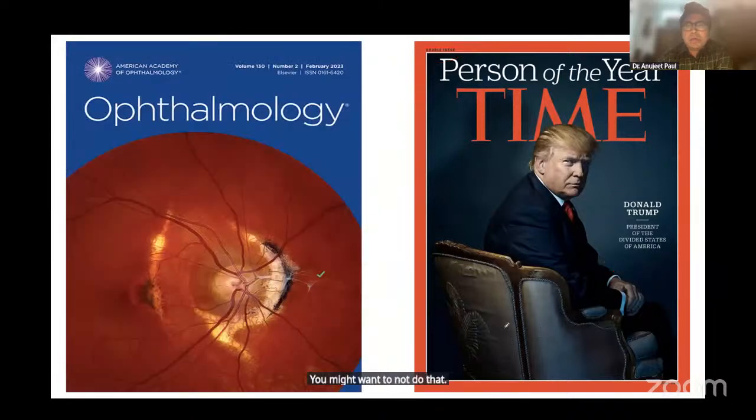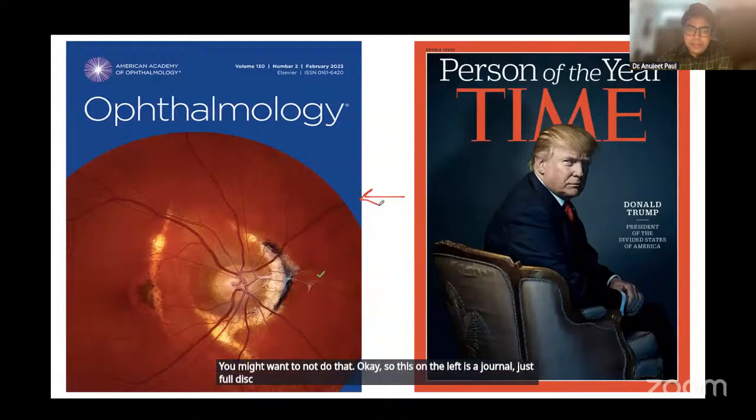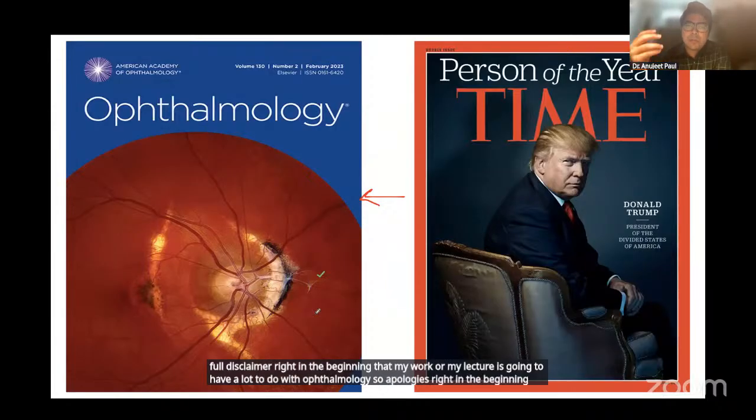Okay, so this on the left is a journal. Just a full disclaimer right in the beginning: my lecture is going to have a lot to do with ophthalmology. So apologies right in the beginning, but I'll try to make it as common as possible.